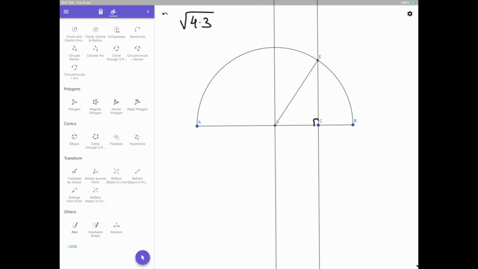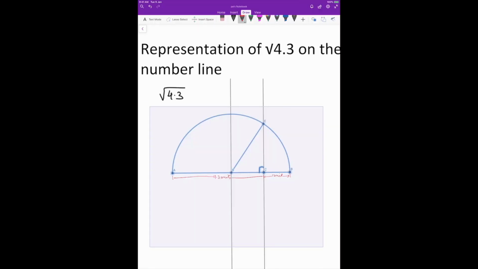Now let us see which length actually represents root 4.3 on the number line. As you know, the total length AB that we had drawn in the beginning was 5.3 units, out of which AC was 4.3 units and CB was 1 unit. Now if you look at this semicircle, it was drawn by taking D as the center and AD or DE or DB as the radius.